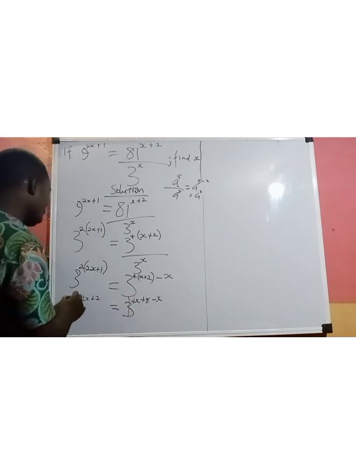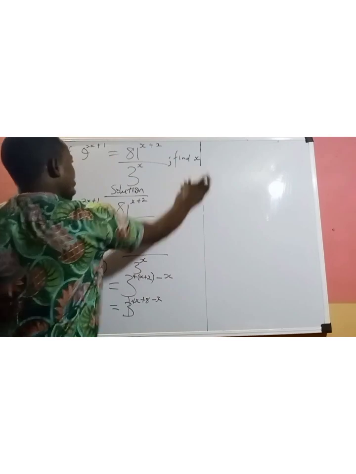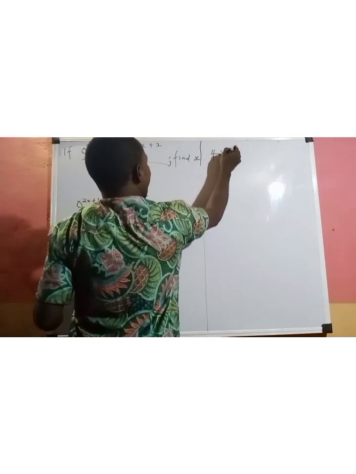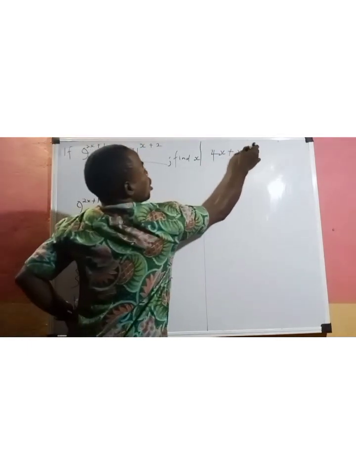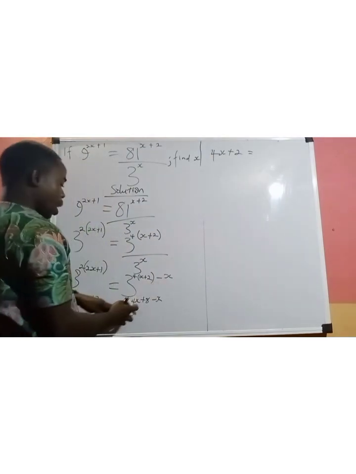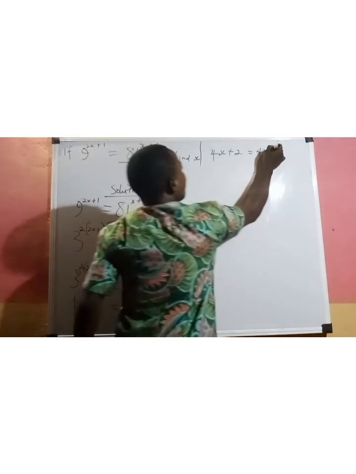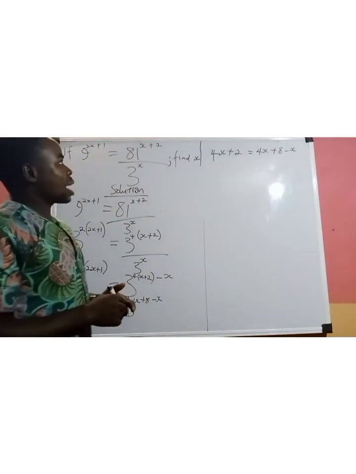This one can actually cancel this, and then we can go ahead to solve the powers right here. Okay, so bringing down the power, we have 4x plus 2 is equal to, and then this side we have 4x plus 8 minus x. That's what we have right there.